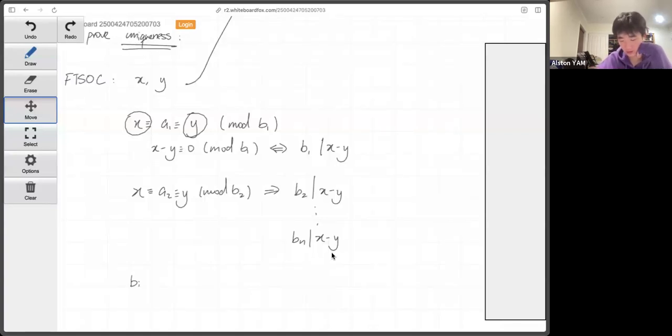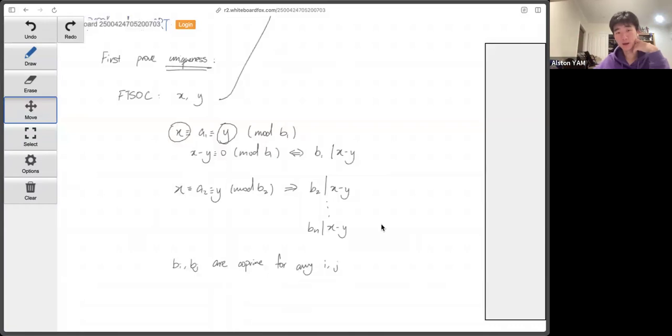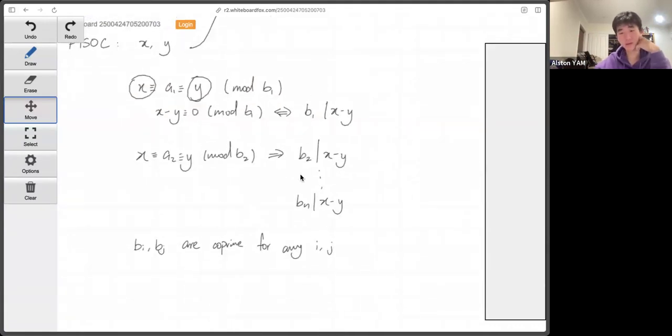The bi and bj are coprime for any i and j, right? So the b's are pairwise coprime. And if every single one of these divides x minus y, and they're also coprime, we must have b1 times b2 times b3 dot dot dot all the way times bn dividing x minus y.